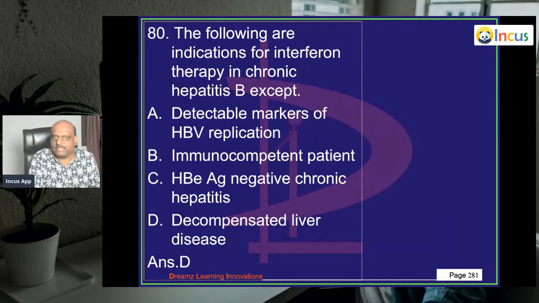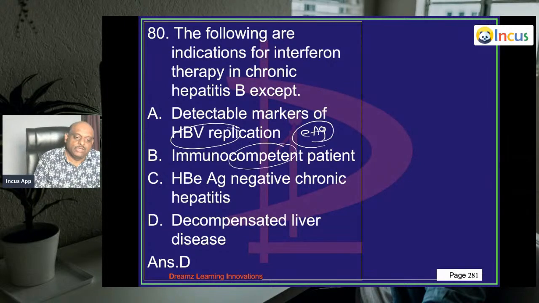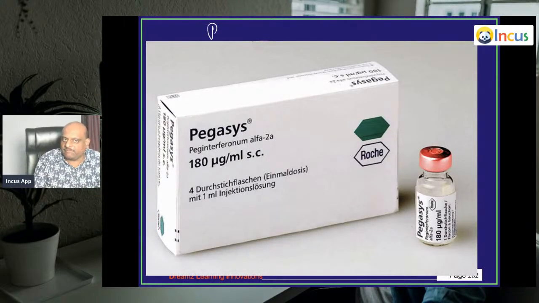Interferon therapy, kab dete ho, chronic hepatitis B में. If HBeAg, the replication marker, the envelope antigen, is positive, and he is immunocompetent, or if he is HBsAg negative chronic hepatitis, but if the liver is already decompensated, there is no point in using interferon therapy. So what do you use, doctor? Pegylated interferon, PEG interferon therapy.